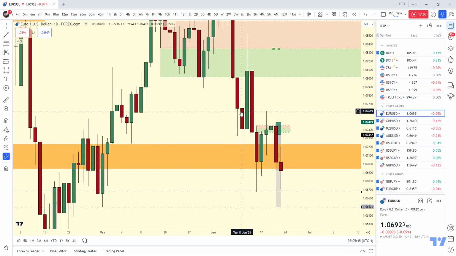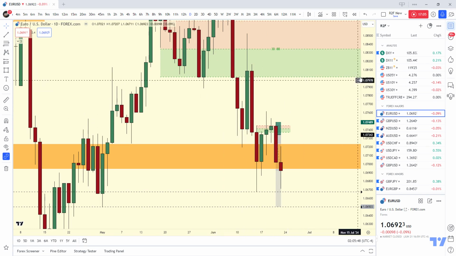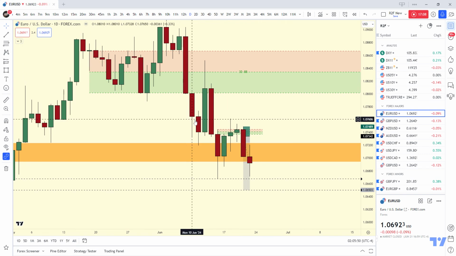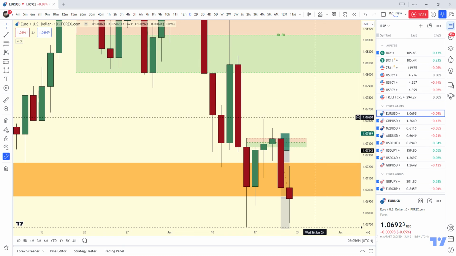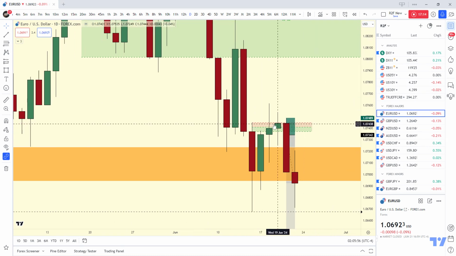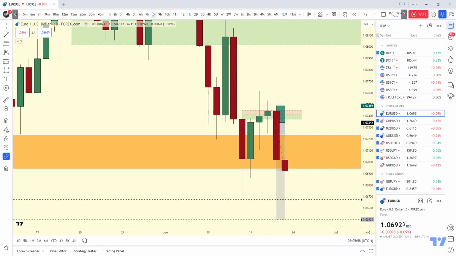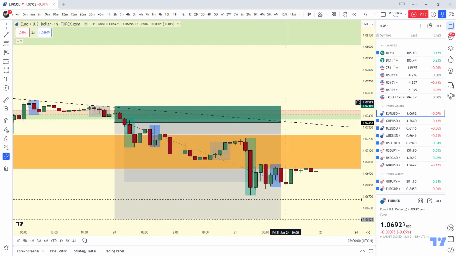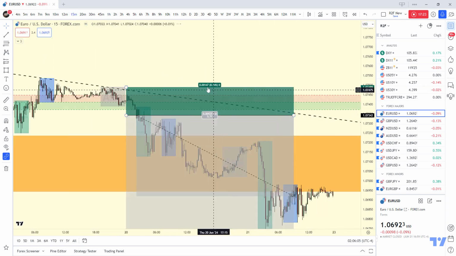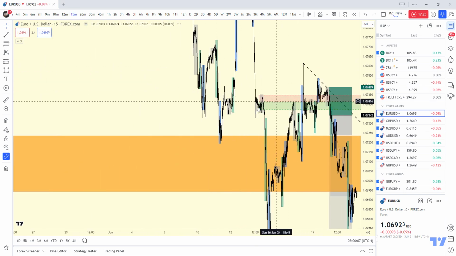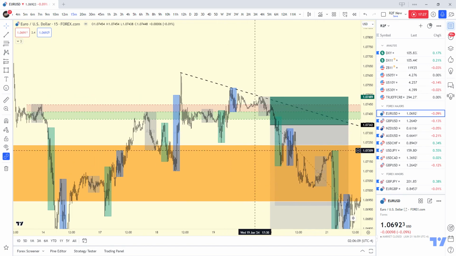But again, we have this breaker here. Let's call it a breaker. You can call it an order block, but because of this one candle, it's a breaker. And we just drop down. Okay, so on to the 1 hour or 15 minutes. You can see how deep you're going by just going into the minutes chart, right?